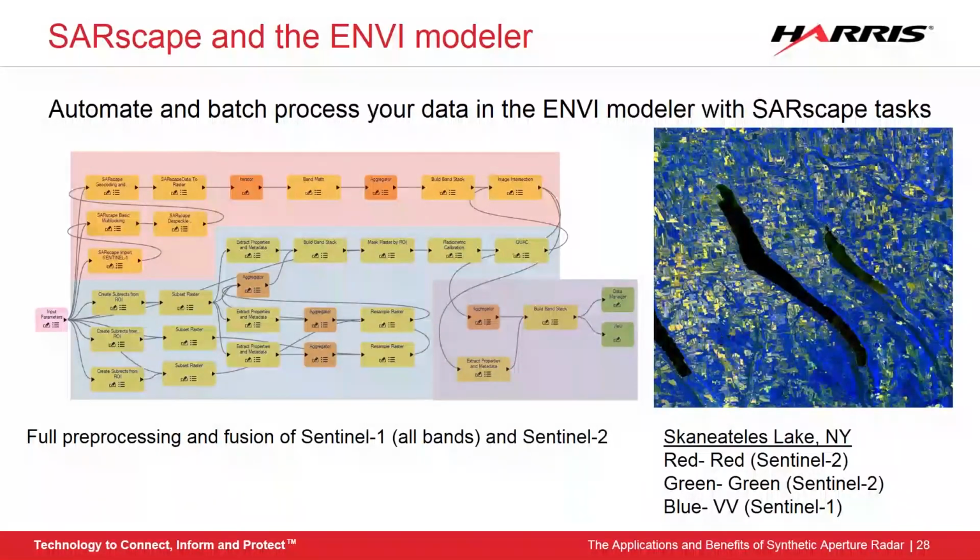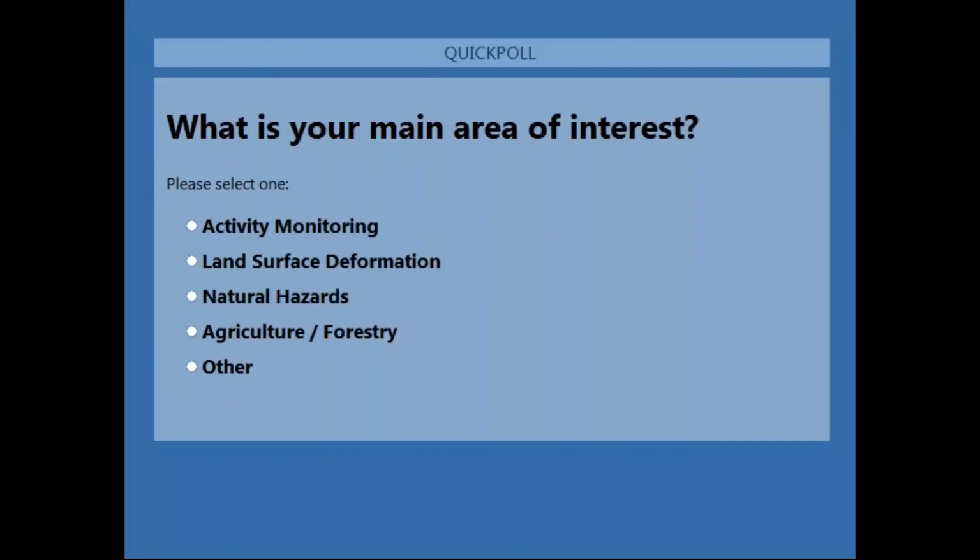And with that, I'm going to hand it back over to Nigel for the last poll question. Great, thank you, Megan. Yeah, so the fourth poll question will be coming up. Should be on your screen now. And here we're looking to understand what your main area of interest is, what application you're looking to apply SAR data to. And the options are activity monitoring, land surface deformation, natural hazards, agricultural forestry, or maybe you have some other. And obviously those that put other, we'd be interested to find out more later from you what those are.